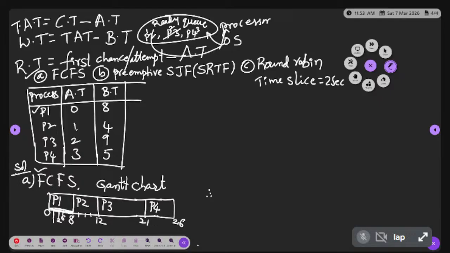This is the most important. Once you get the Gantt chart correct, you can answer any general question. So what is the waiting time of process P1? Process P1 waiting time, what is it? 8? Waiting time 0 to 8?